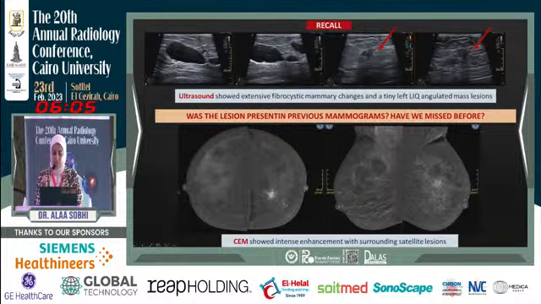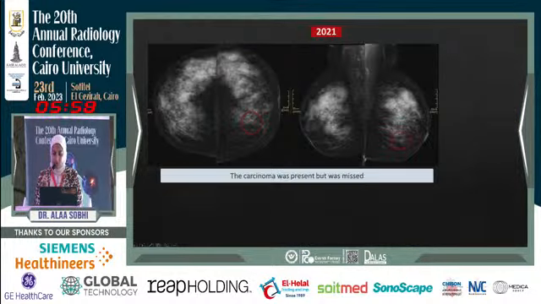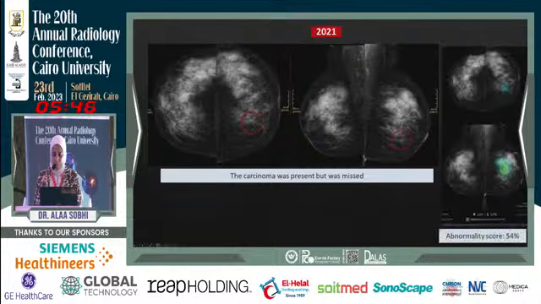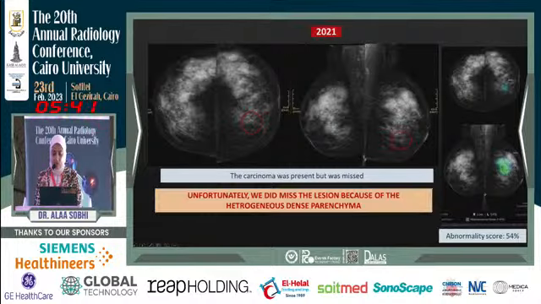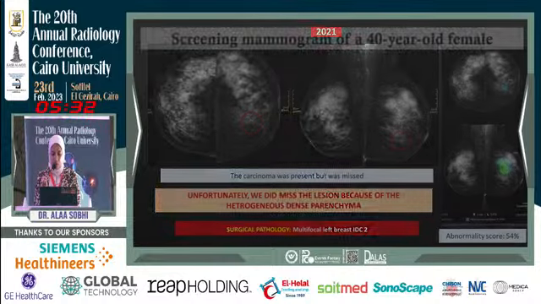Was the lesion present in the previous mammogram? Had we missed it before? We revised the previous mammogram from 2021, and unfortunately there is a left lower inner quadrant area of subtle focal asymmetry and distortion, but it was missed. The score was also high, about 54%. Unfortunately, we did miss the lesion because of the heterogeneity of the mammogram. Pathology was invasive duct carcinoma grade 2.